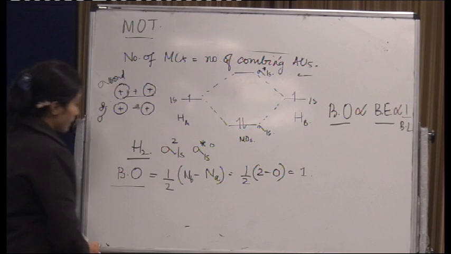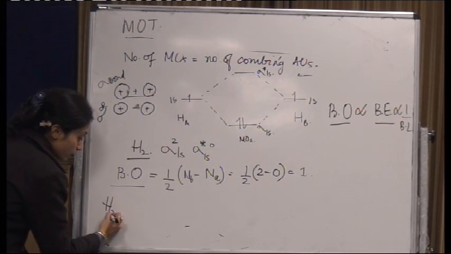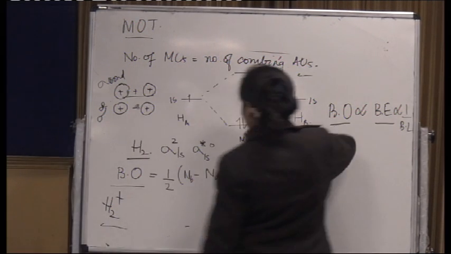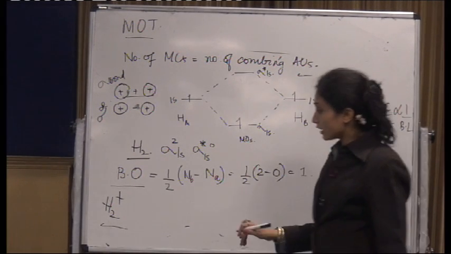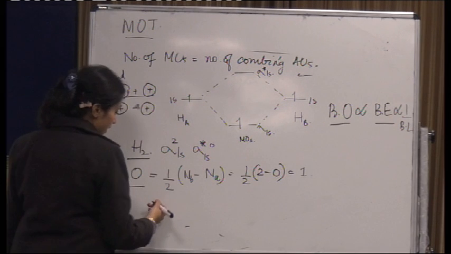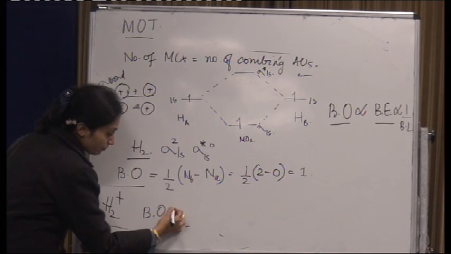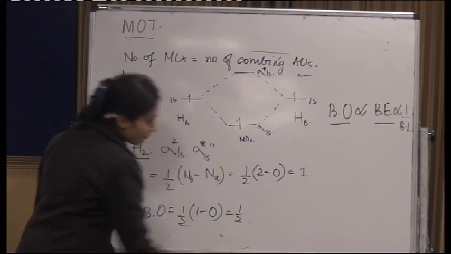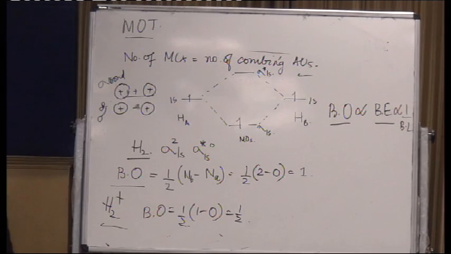So now what will be the bond order of H2 plus? What will be the bond order of H2 plus? Plus means one electron has gone, so for H2 plus, the bond order will be half of 1 minus 0, that will be equal to half. So H2 plus will be less stable or more stable than H2?